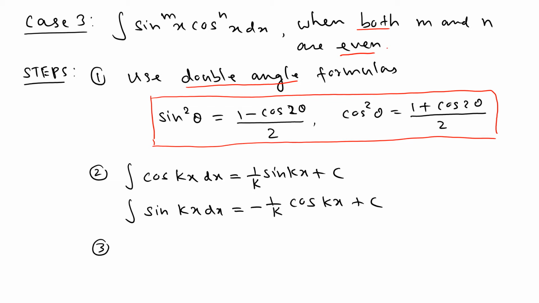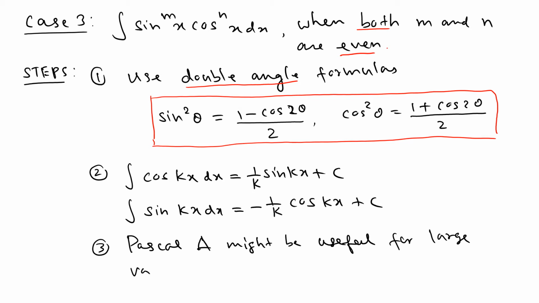The third one, for large powers, we also use the Pascal triangle. So Pascal triangle might be useful for large values of m or n. That's the kind of idea. So we can use the double angle formula in this case, and also some of the results from the substitution method. Okay, so let's look at a problem. How about this one?